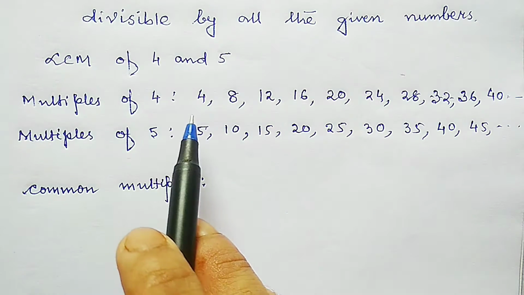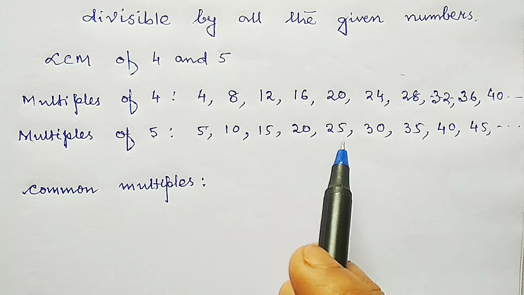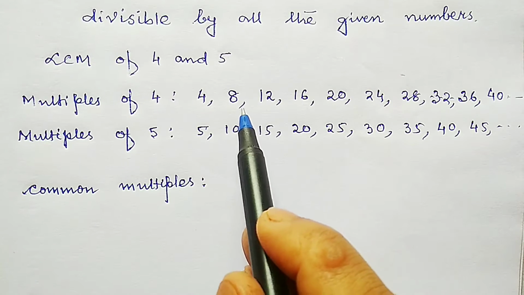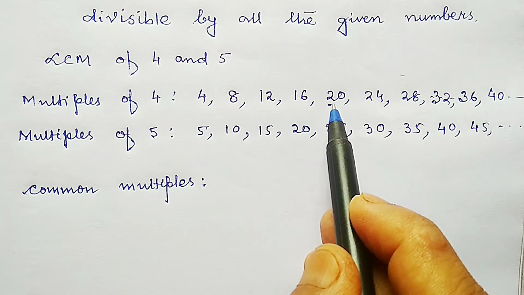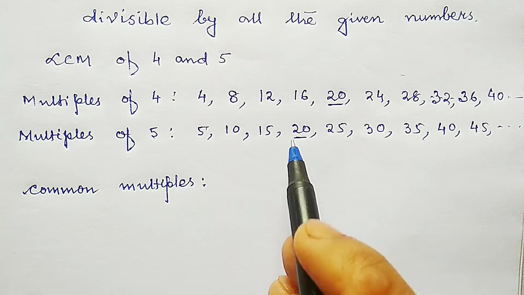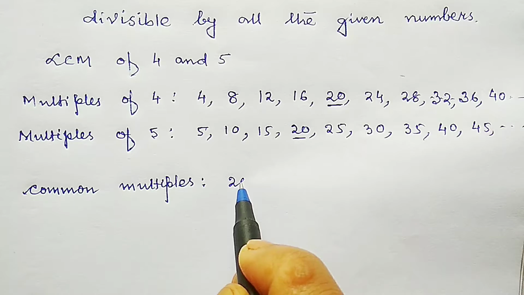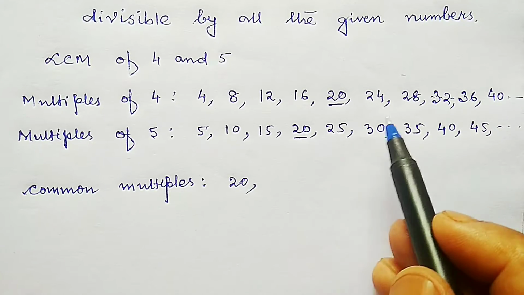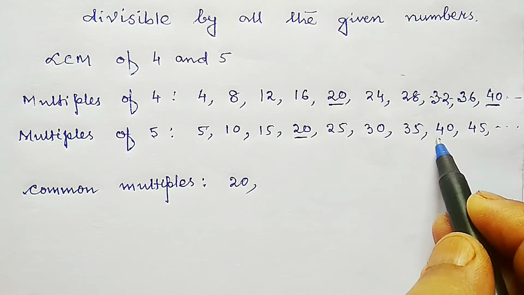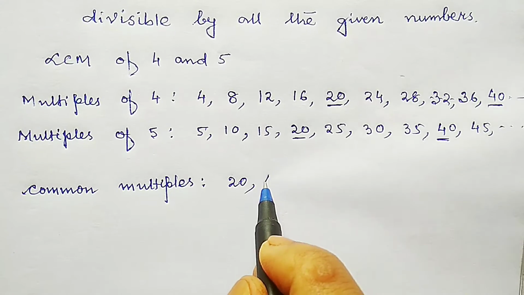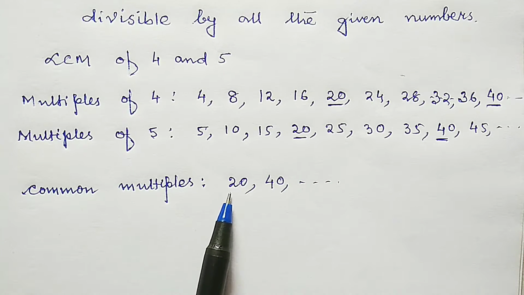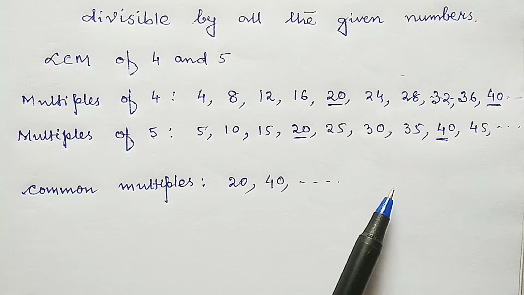Now after writing multiples of 4 and multiples of 5, find the common multiples. So this is not common, this is also not common. So here if I check, 20 is present here, 20 is present here. So 20 is one common multiple, write it here. Okay, again these are not common. Again I can see 40 is there, here also 40 is there. So I will write 40 here. So if I write the common multiples like this, we will get 20, 40, 60 and many more.